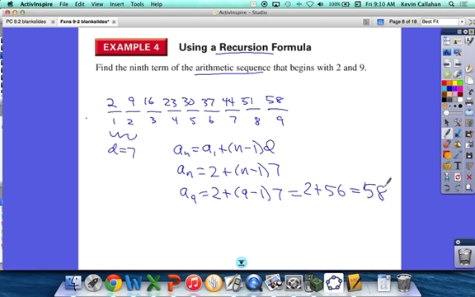But I guess since they said use the recursion formula, what else could they mean? Just keep adding 7.